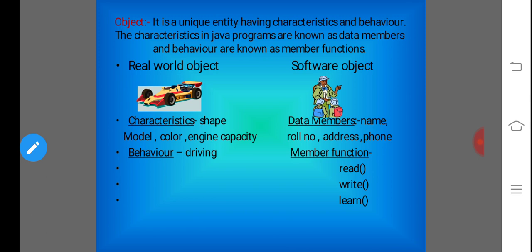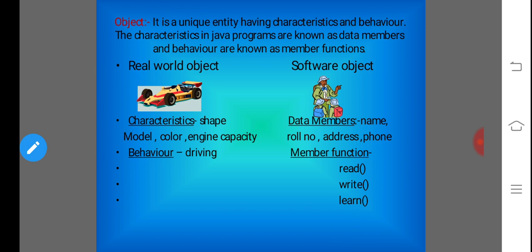Now, object. As we discussed in the previous tutorial also, object is anything which is visible to you, which you can describe. So if you can describe, it has some characteristics and behavior, and that makes the definition of an object. So it is a unique entity having characteristics and behavior. It can be living or non-living. For example, pen, pencil, mobile phone, sofa, chair, bench, all these are examples of objects.